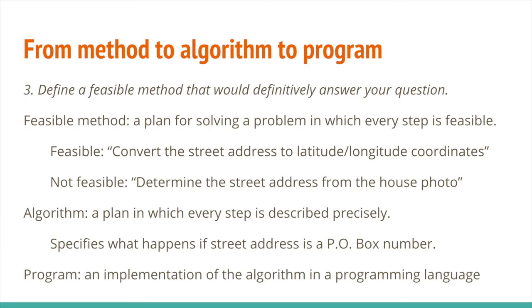An algorithm fleshes out or extends a method. It's a plan in which every step is described precisely. So for example, if our feasible step is convert the street address to latitude, longitude coordinates, in the algorithm, we specify what happens if the street address is a P.O. box number. Then what do we do? So the algorithm has to go into that level of detail. And then the program is an implementation of the algorithm in a programming language.